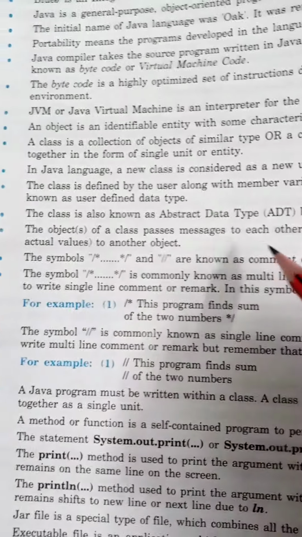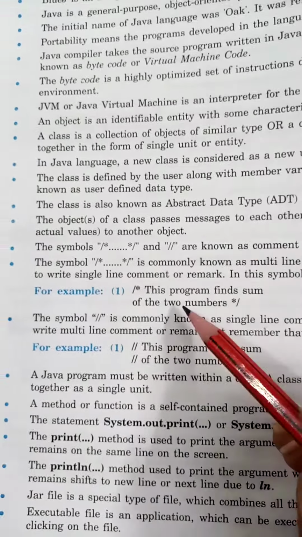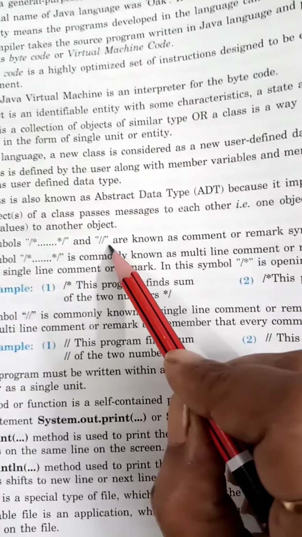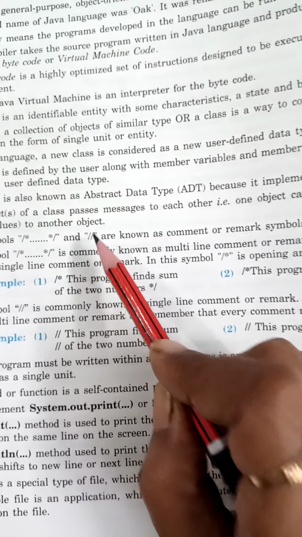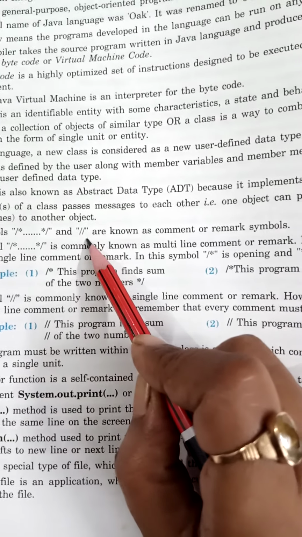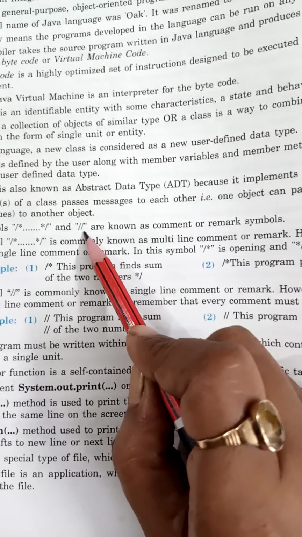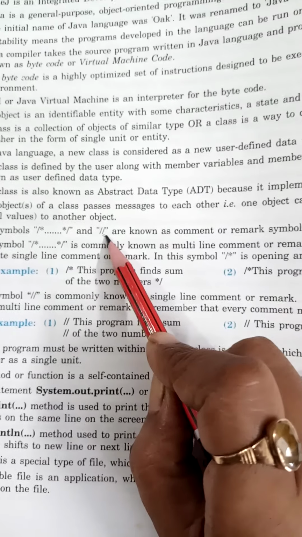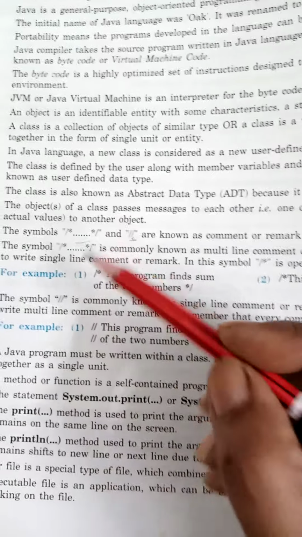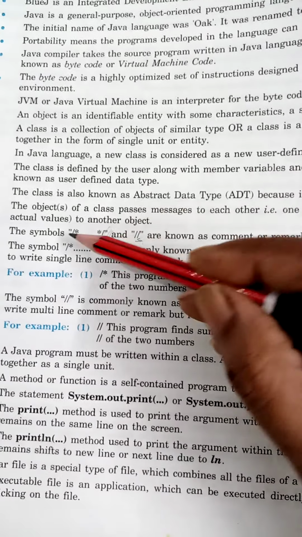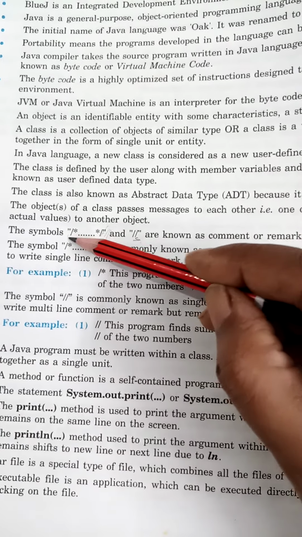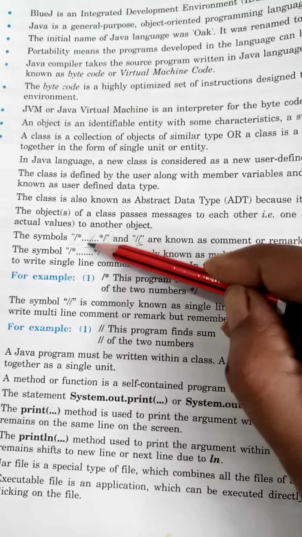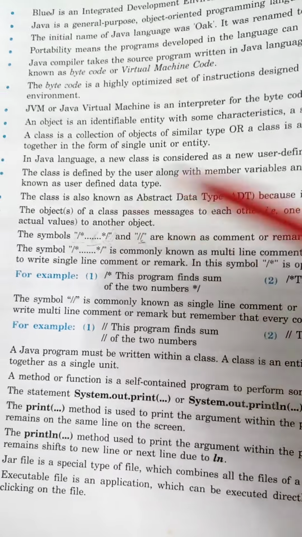Then, I already taught you single line and multiple line comments. This symbol is known as the single line comment symbol. If you have to write a single line comment or remark, you will use this, and for a multiple line comment you will use these symbols. In the beginning you write this, and at the end you write this. In between you write the remark or comment.